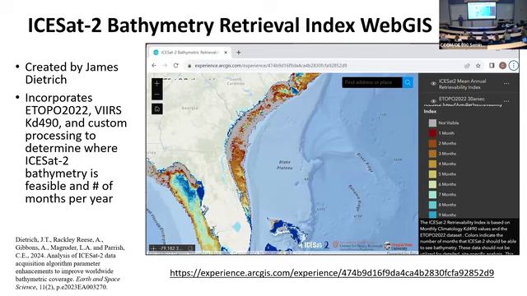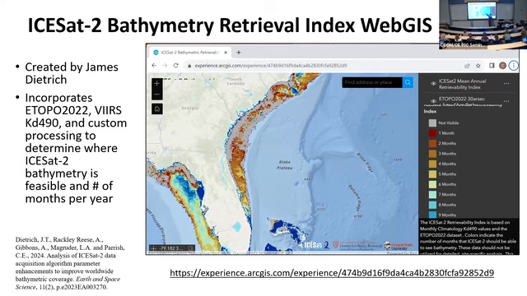If you want to see where and when ISAT2 bathymetry might be useful, basically what James did is he took the best available Kd, the diffuse attenuation coefficient of downwelling irradiance. It's a measure of water clarity. So it's like a global measure of water clarity. He took that data and the best available global bathymetry, and he created this map showing, for each area, how many months per year we might be able to get ISAT2 bathymetry.